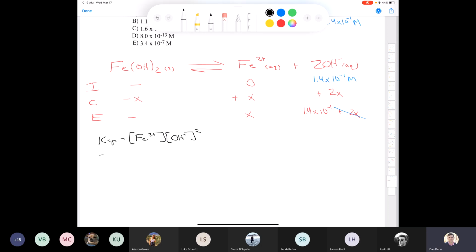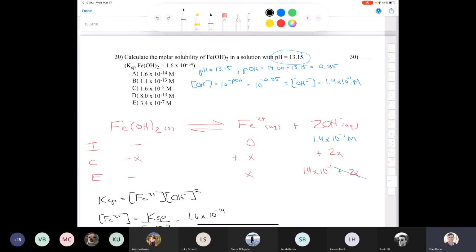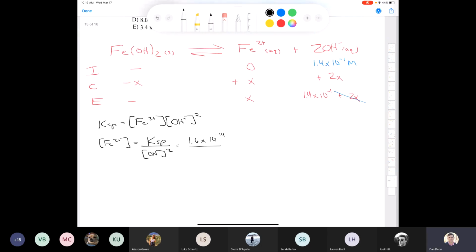I get that the concentration of my iron 2 plus, which is my molar solubility, is going to be equal to Ksp divided by the concentration of the hydroxide squared. That equals 1.6 times 10 to the negative 14. Remember, that was given to me right here, divided by 1.4 times 10 to the negative 1, all of that squared.